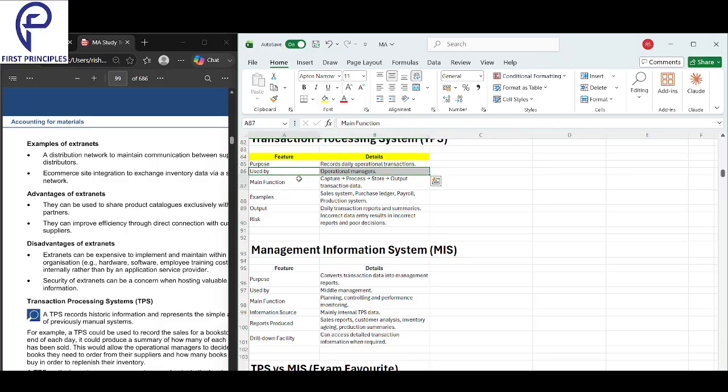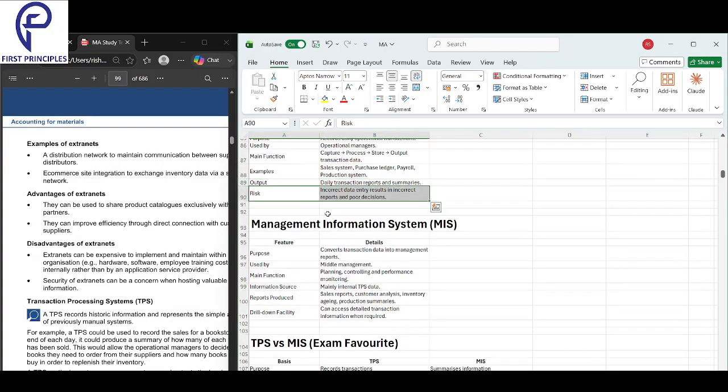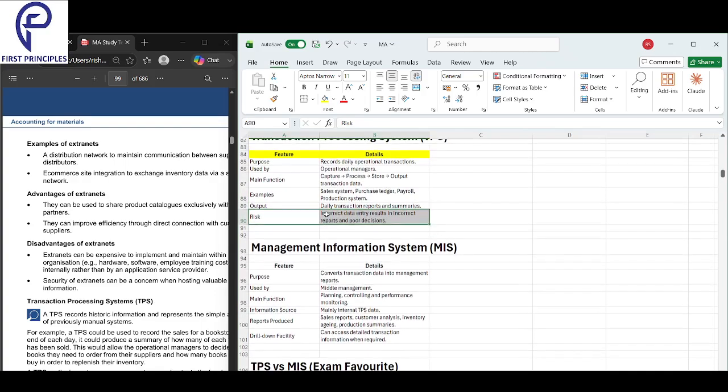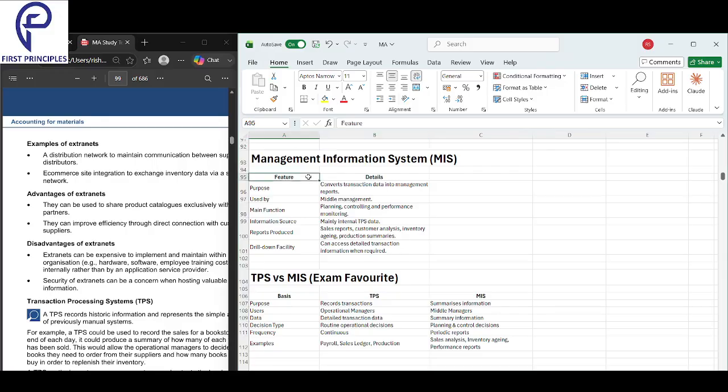It is mainly used by operational managers. The main function is to capture, process, store, and output transaction data. Examples are the sales system, purchase ledger, payroll, and production. The output is daily transaction reports and summaries. The risk is that incorrect data results in incorrect reports and poor decisions. If you put in incorrect data, there is no point in having such a good system, because incorrect data will lead to an incorrect report.